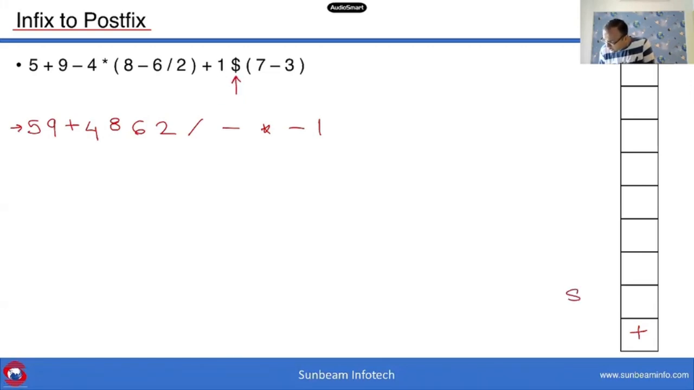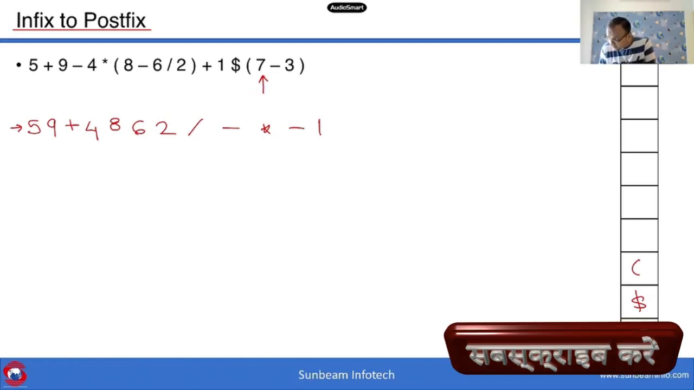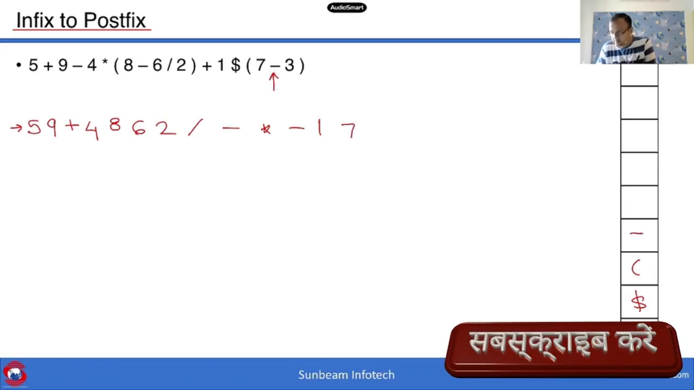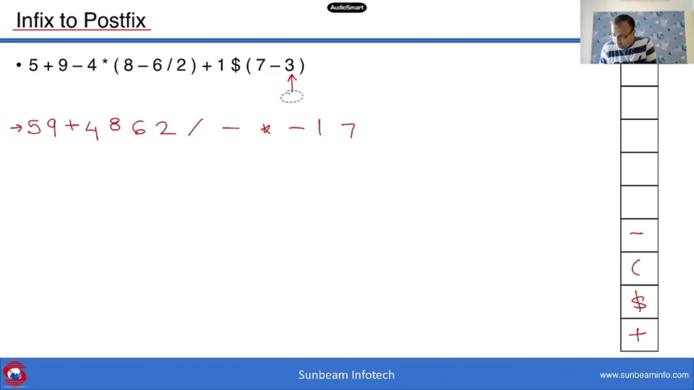You continue further. We have letter 1, append. Dollar: the priority of plus is not greater than this, so dollar will sit on the top of this, no problem. Sub expression started, continue further. We have got 7, we have got minus goes inside this, 3 operand, closing parenthesis.